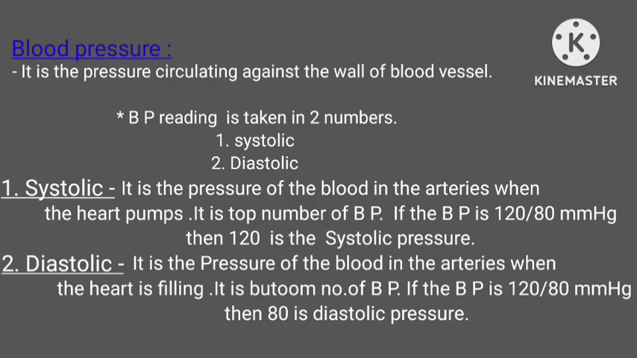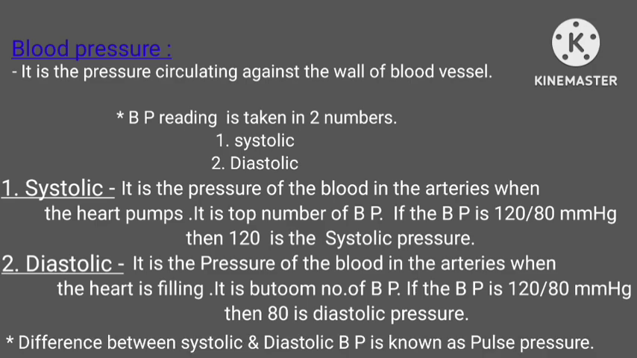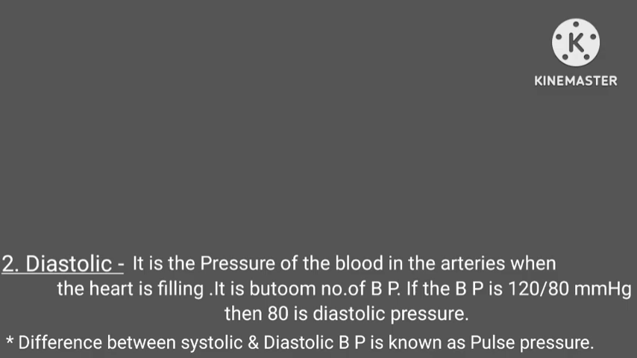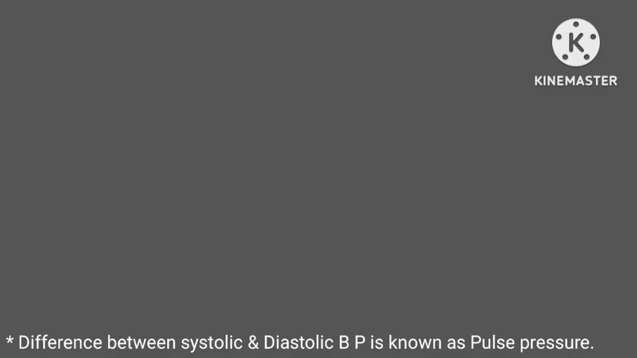Then let's discuss diastolic. It is the pressure of the blood in the arteries when the heart is filling, and it is the bottom number of blood pressure. If the blood pressure is 120 by 80 mmHg, then 80 is the diastolic pressure. The difference between systolic and diastolic blood pressure is known as pulse pressure.